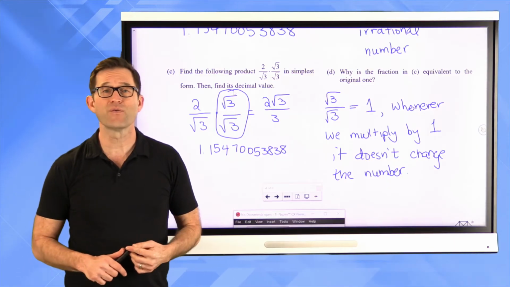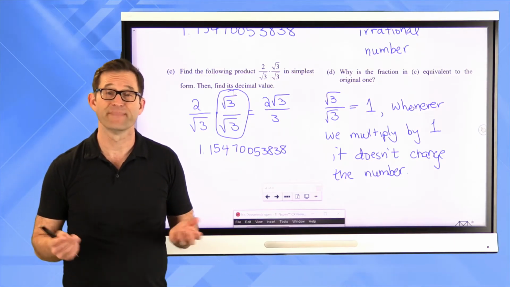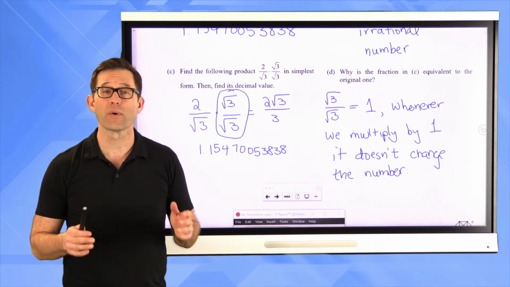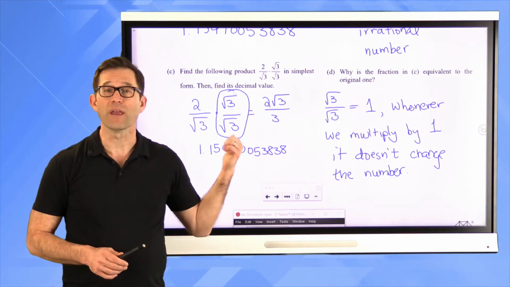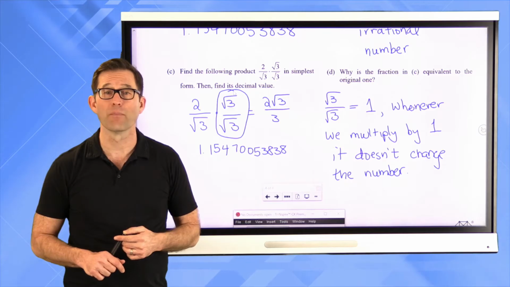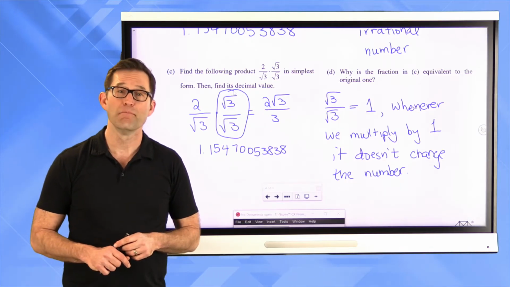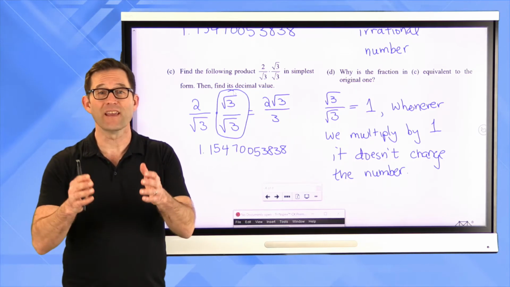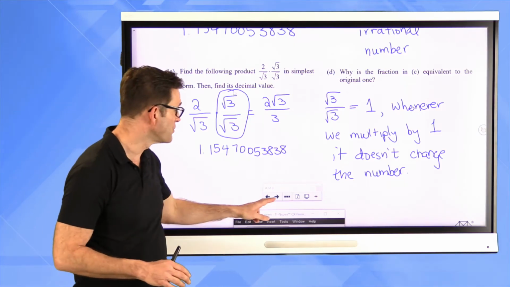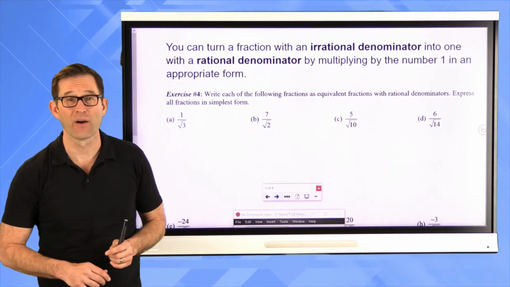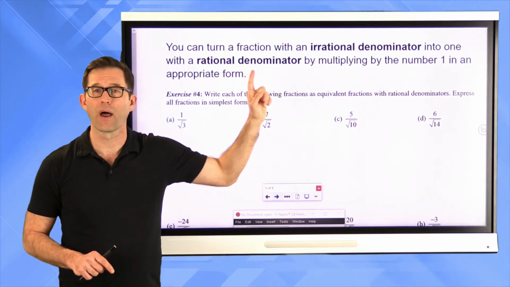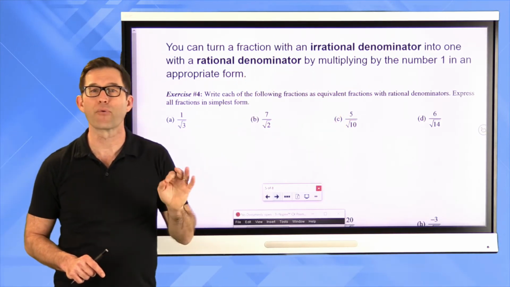And this is one of those few times in math when I'd have to say, yeah, I don't know. Kind of like for historical reasons, there are reasons why we wanted to keep irrational numbers out of the denominator. Those reasons really aren't relevant anymore because we have calculator technology. But it's still a topic that is in standards and will show up on standardized exams. I'm just sorry you have to waste your time learning it. Now, you can turn a fraction with an irrational denominator into one with a rational denominator by multiplying by the number 1 in an appropriate form.